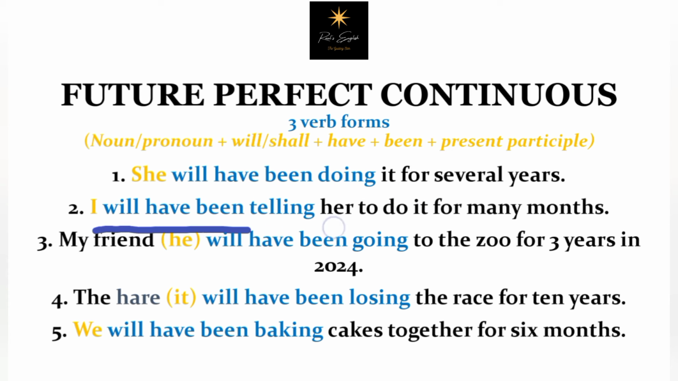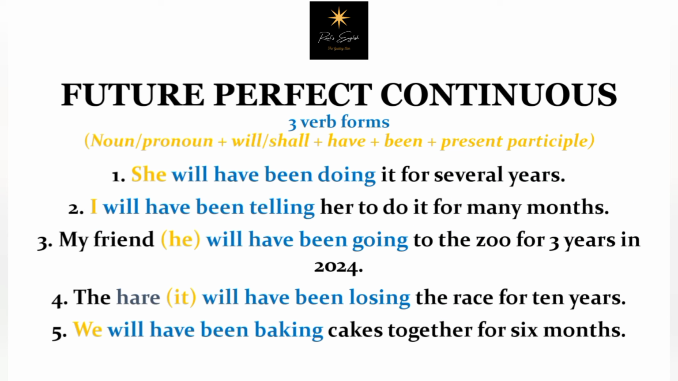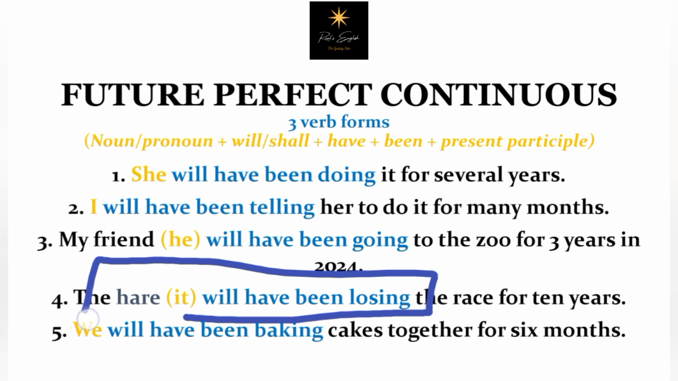I will have been telling her to do it for many months. Similarly, number 3. My friend will have been going to the zoo for 3 years in 2024. Perhaps he started in 2021 or 2022. So by the time it's 2024, he will have been going to the zoo for 3 years. Number 4. The hare will have been losing the race for 10 years. In the future, at some reference point, by then it will have been losing for 10 years.